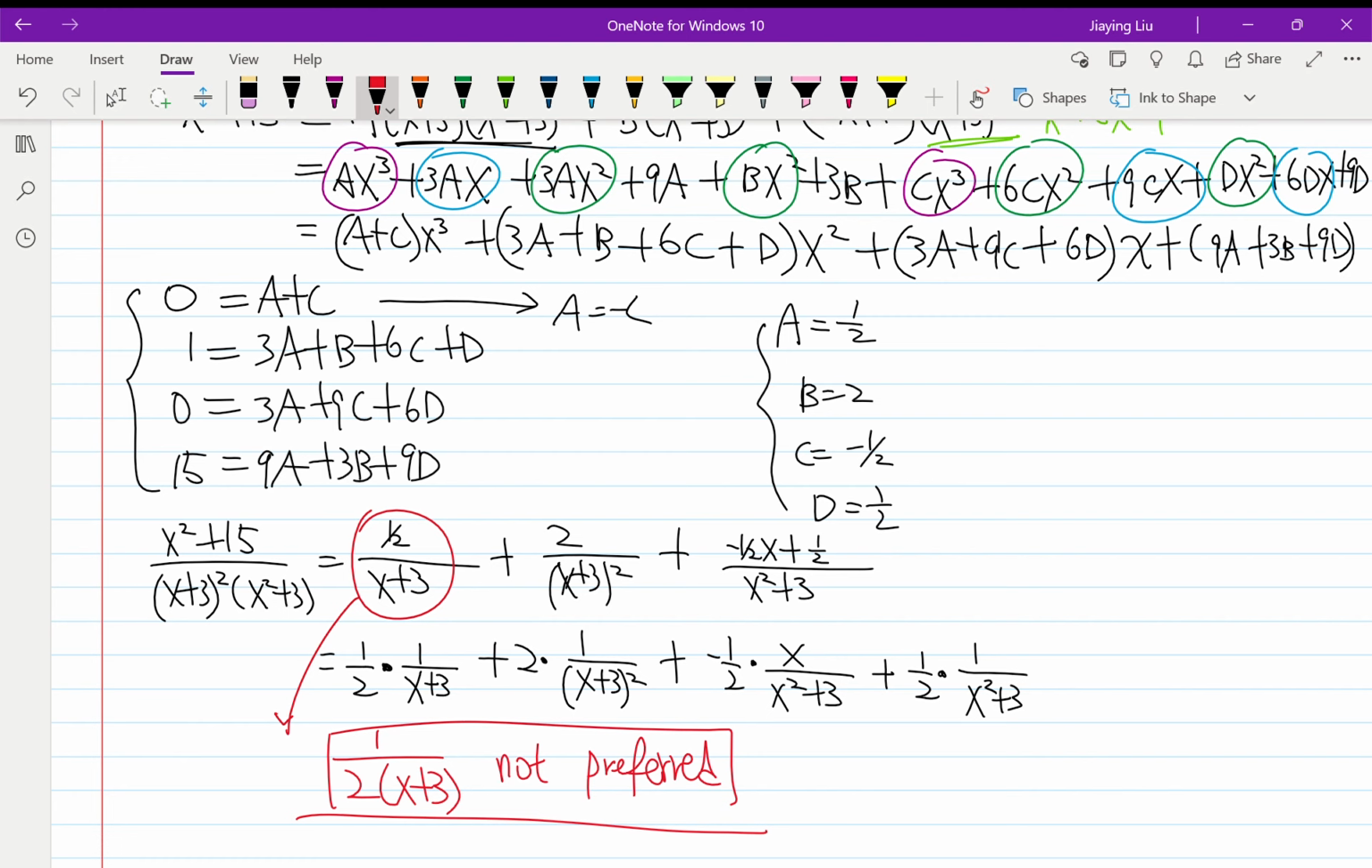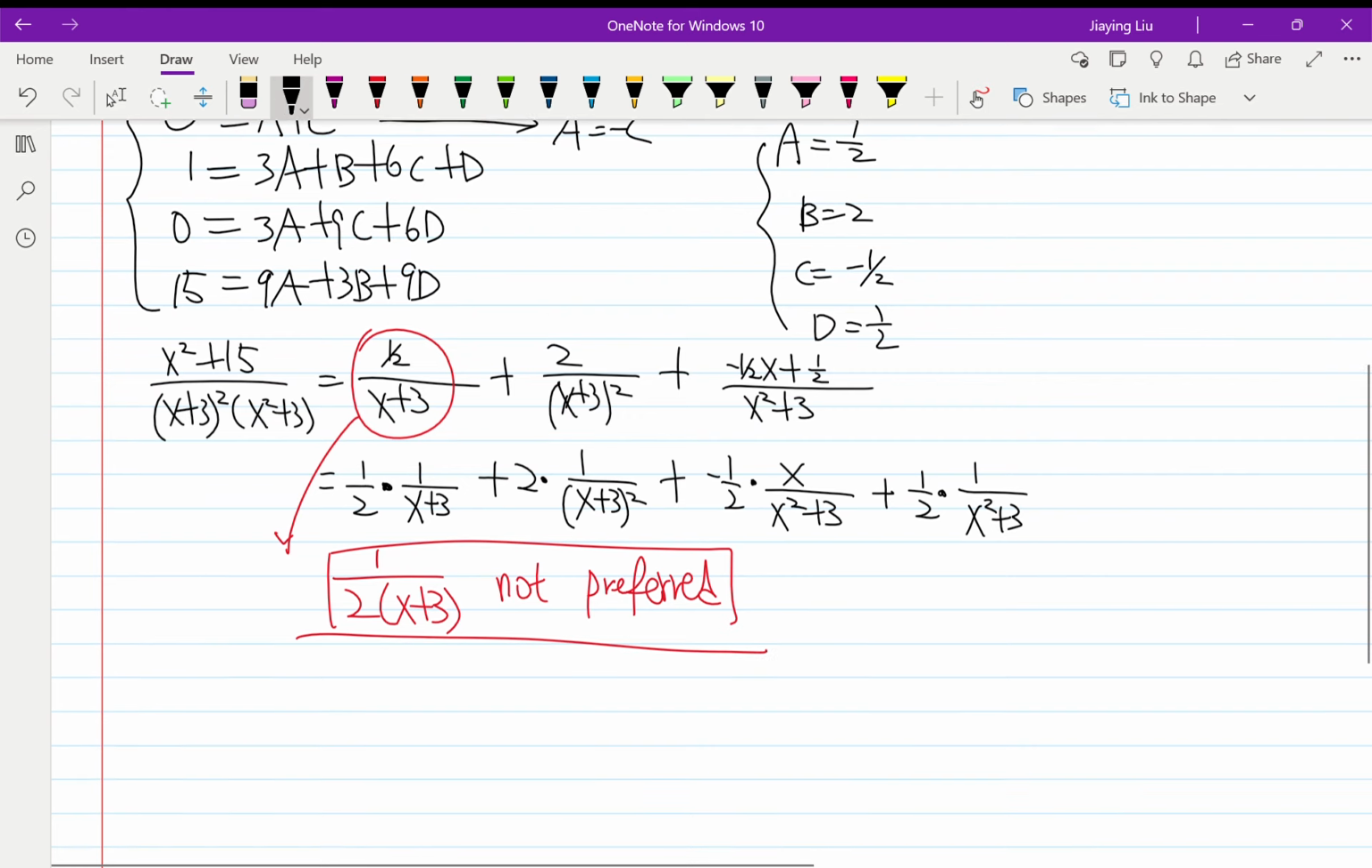Does that kind of make sense? To just make it easy, I think. Any questions about partial fractions? Alright, if not, I guess we can jump into the exercise with Laplace transforms.